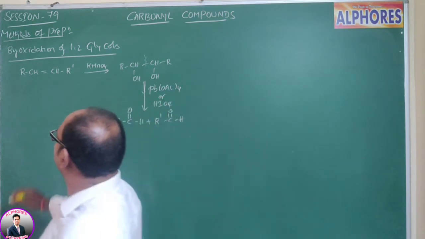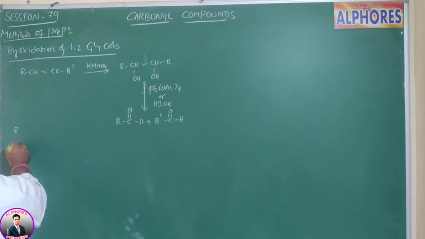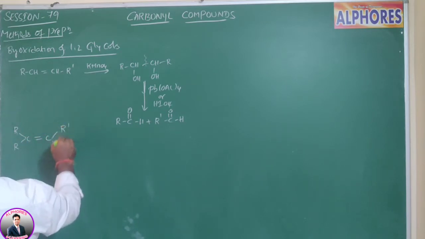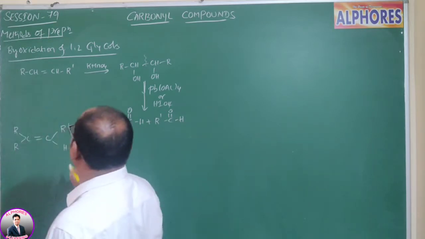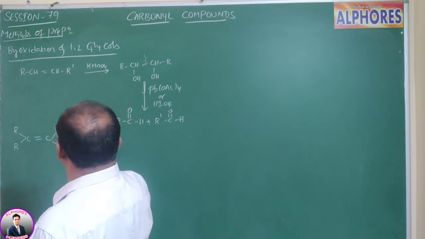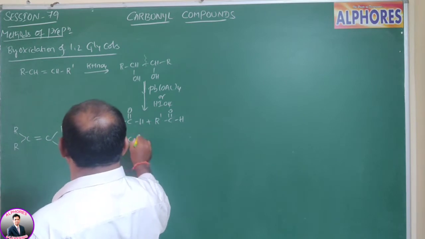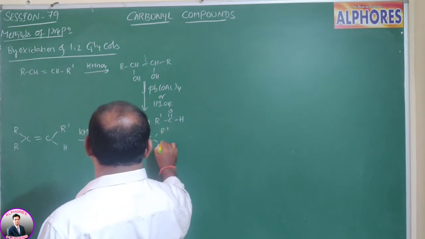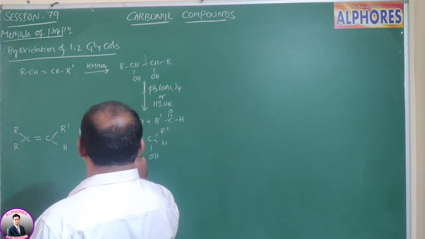And similarly, here if one of the double bond carbons is attached to 2 alkyl groups and the other double bond carbon is attached to 1 hydrogen and 1 alkyl group, in such a case, upon oxidation, they form vicinal diols. R C double bond C R dash. Here the double bond is going to break, and here you are getting vicinal diols.